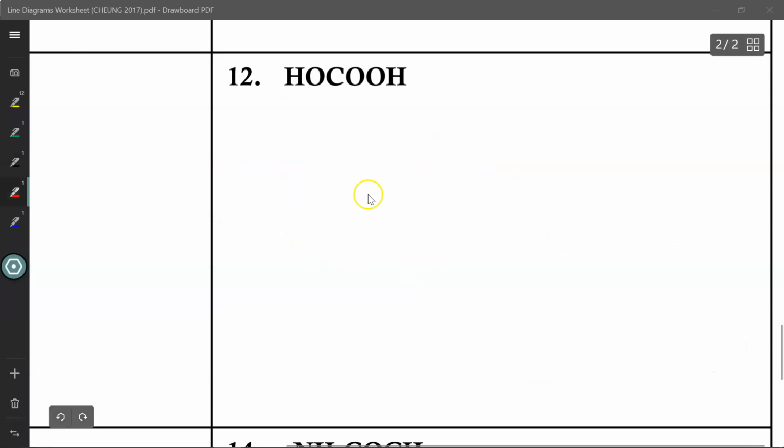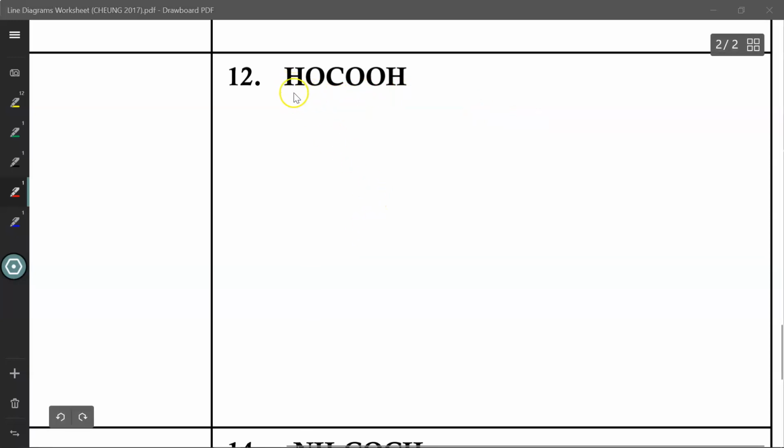Alright, so let's try one last one together before I set you loose. As I mentioned before, these formulas are written in a way to help you visualize what the structure looks like. So rather than condensing it into this format over here, they purposely spread out the atoms so you can see what it looks like.